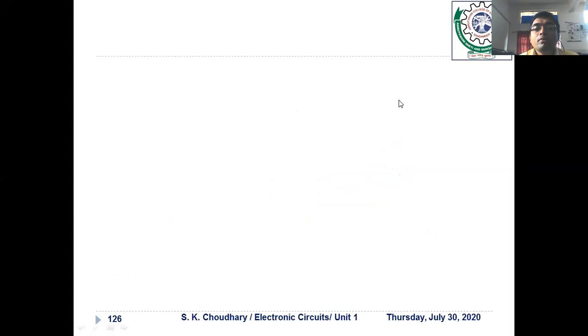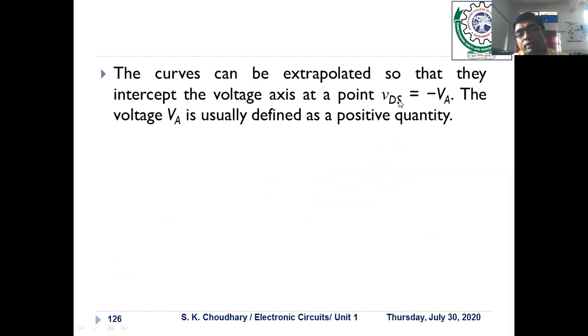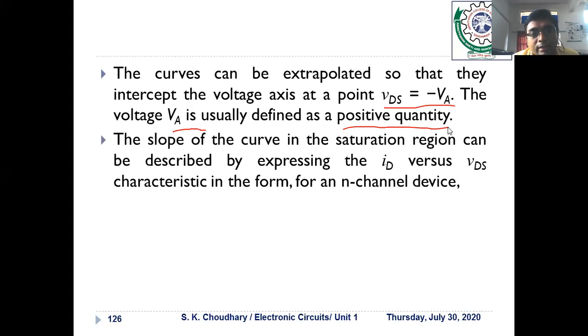So we have to see further. The curve has been extrapolated so that it intercepts the voltage axis at VDS equal to minus VA, or you can say minus VDS equal to VA, because VA is a positive quantity. It is just like the early voltage we use in the BJT. Similarly, here this is the early voltage for the MOSFET. And the slope of this curve in the saturation region can be described by the expression of change in ID versus change in VDS for an n channel device.